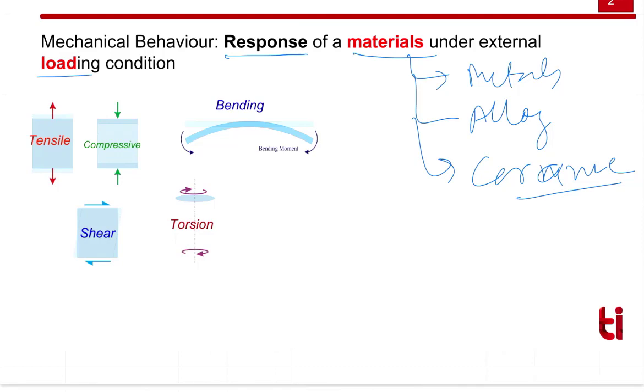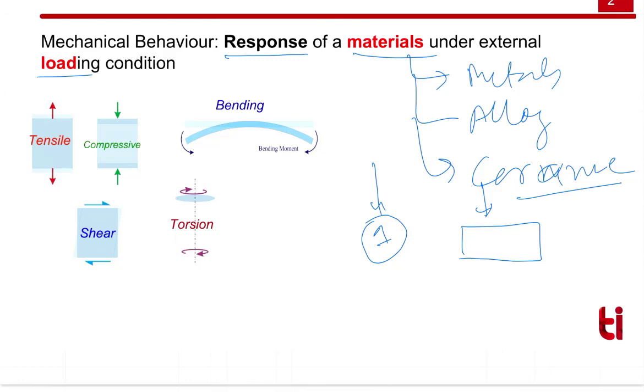Second, response. If I give you an example, let us suppose you have a coin of 1 rupee and a glass slide. If both materials undergo a compressive load, what will happen? This metallic coin will be drawn into some kind of thin sheet, whereas the ceramic will be fractured. So under the same compressive loading condition, both materials have shown different behavior. That's what we call the response of a material.